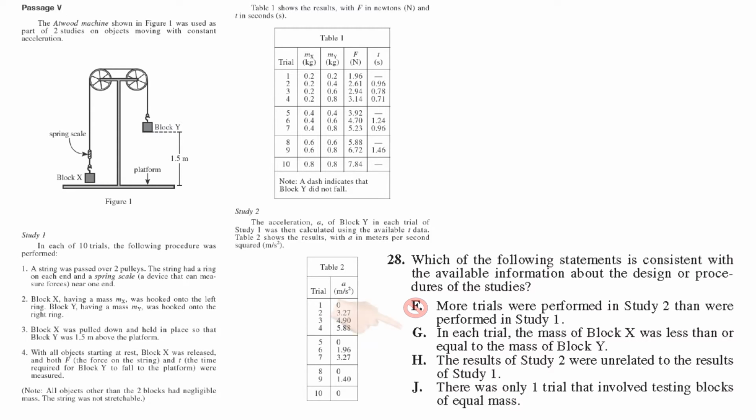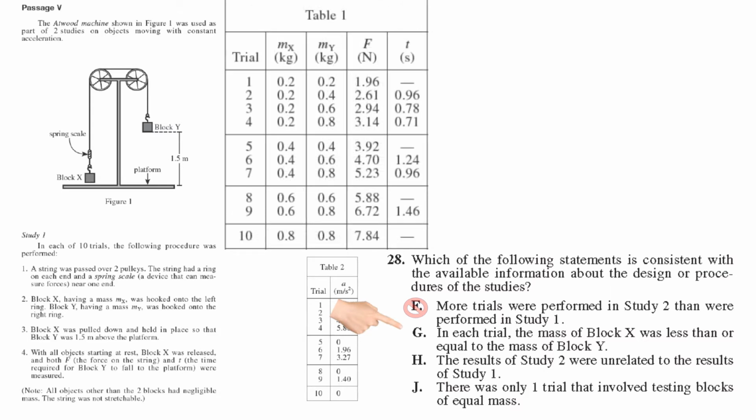Let's look at choice G. In each trial, the mass of block X was less than or equal to the mass of block Y. So is it less than or equal to in every single one? And it does appear that it is, so the answer would be G.